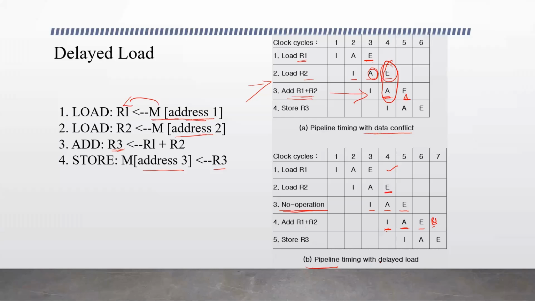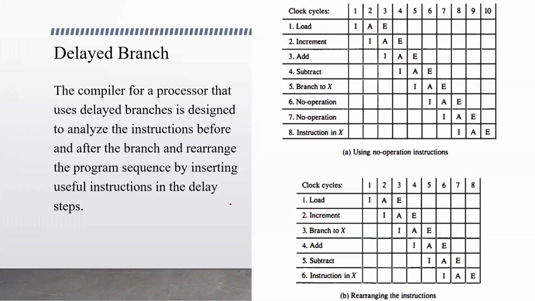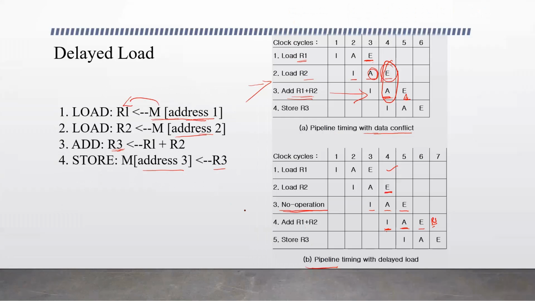So this way the load is delayed. This type of loading of R2 is a delayed load. With this, the compiler delays the operation when there is a data conflict. And the next is delayed branch. Delayed load is for handling the data conflict.